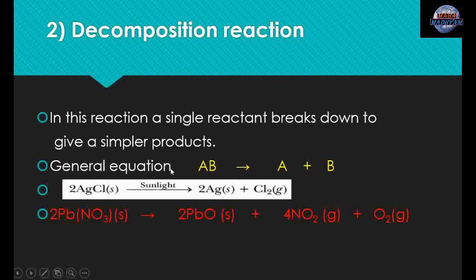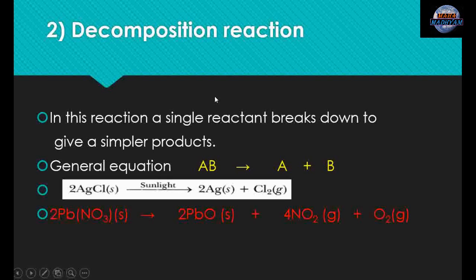One more example for decomposition reaction is the formation of lead oxide from lead nitrate. When you heat the lead nitrate, it decomposes to form lead oxide with the evolution of brown fumes of nitrogen dioxide and oxygen gas. One more example for decomposition reaction is digestion of food, because in digestion, complex food substances are broken down into simpler ones. Starch decomposes into sugar in the body and protein gets decomposed into amino acids.